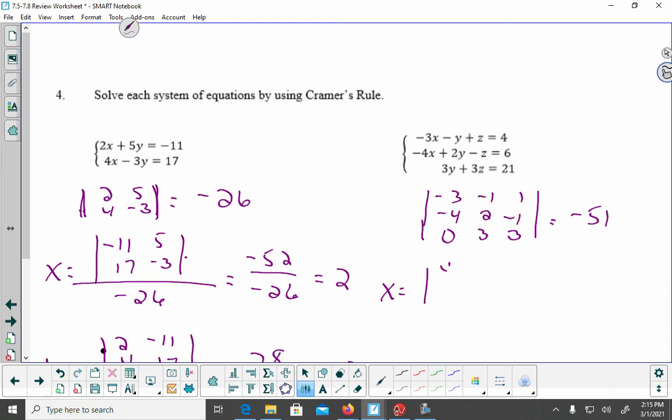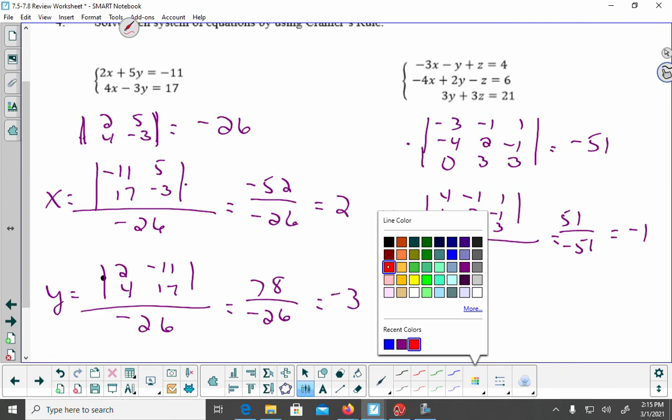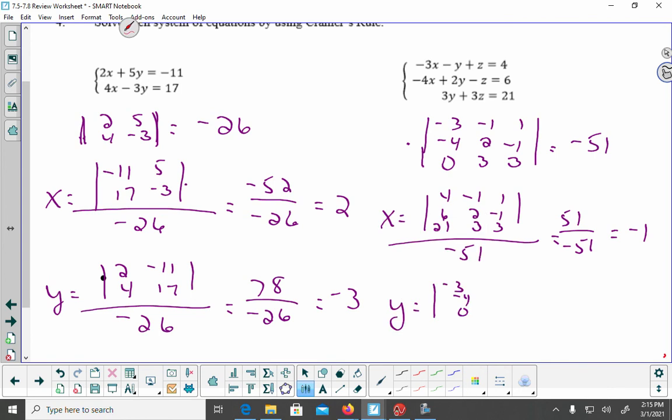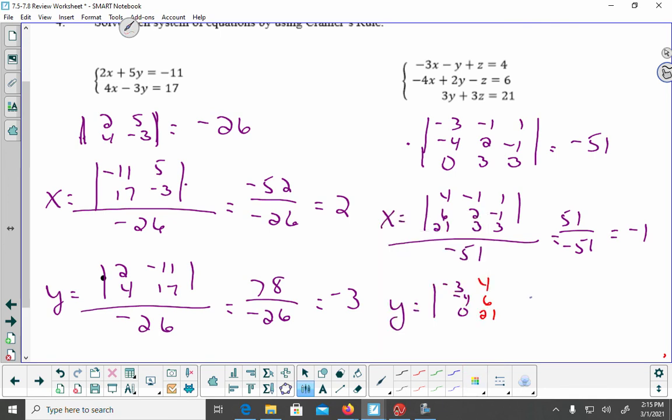Okay, so the x column, everything else stays the same. And I'm going to divide it by negative 51. So when I do this one, I get 51 divided by negative 51, and my final answer for x is negative 1. To find y, going back up to my coefficients, and then if I want to switch colors to emphasize what I'm doing, the x column will now get my answers, and then I will go back and do the same. I don't remember what color I was.